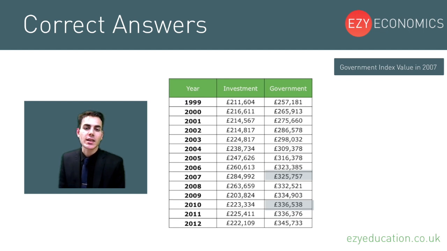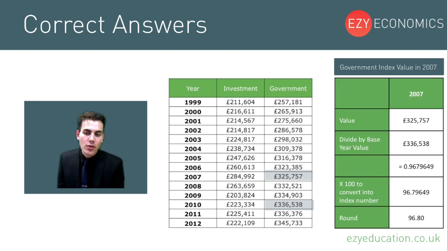Next, we want to calculate the government index value in 2007. So we know the base year is still 2010. So the value in 2007 was £325,757. Divide that by the base year value of 336,538, which gives us 0.96796949, multiplied by 100 to convert into an index number, which is 96.79649. Round to 2 decimal places, well, the 9 rounds up, and we get 96.80.